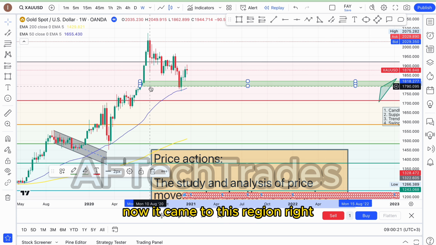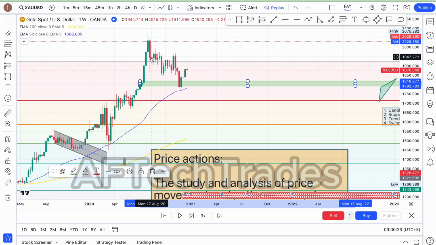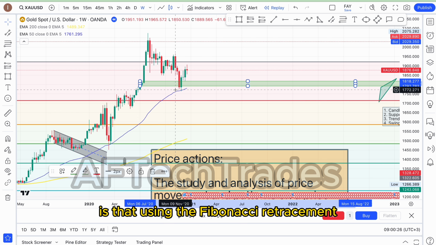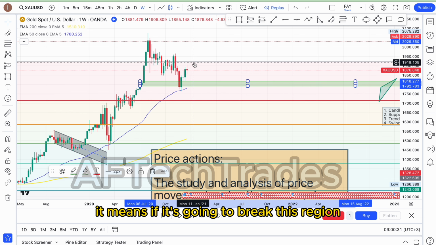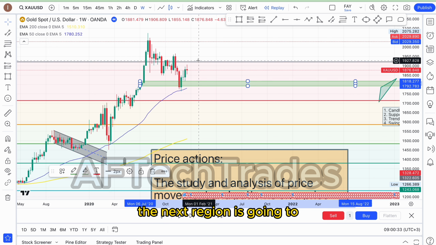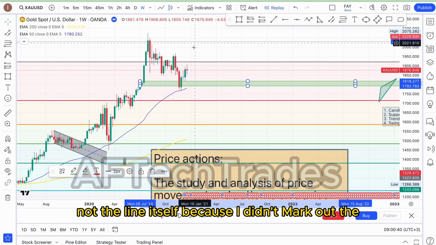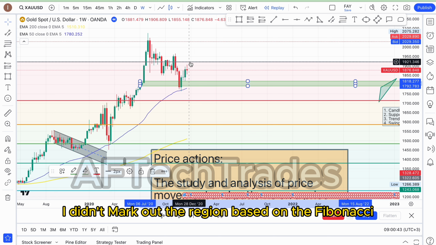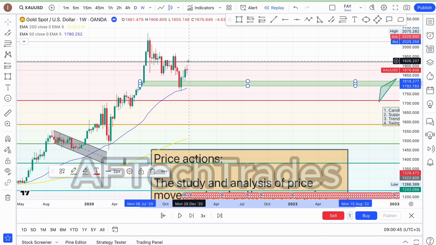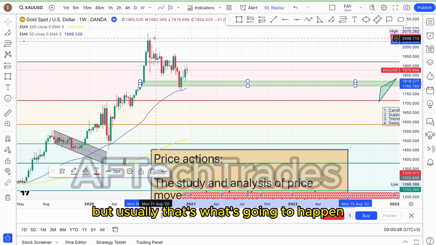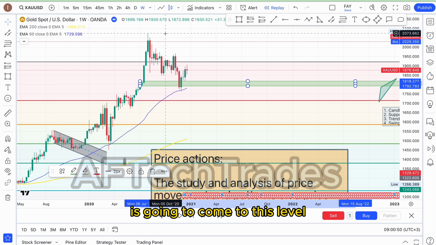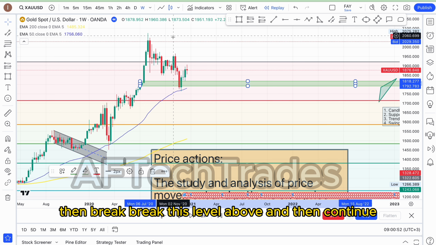Now it came to this region, right? What will happen is that using the Fibonacci retracement, it means if it's going to break this region, the next region is the next Fibonacci extension region, okay? Which region, not the line itself, because I didn't mark out the region based on the Fibonacci, but usually that's what's going to happen. It's going to come to this level, then break this level above, and then continue.